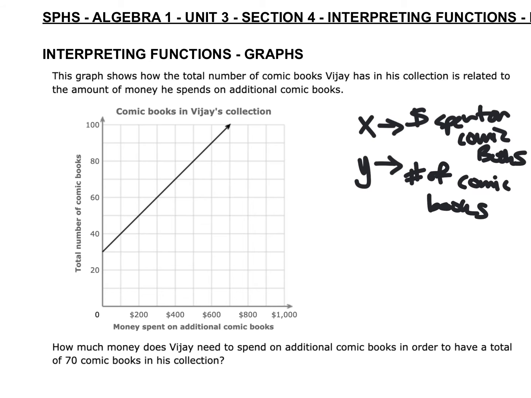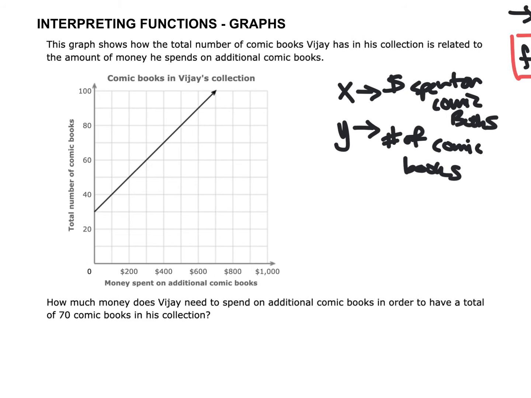And so the question that you're being asked is, how much money does VJ need to spend on additional comic books in order to have a total of 70 comic books in his collection? So really what it's saying is how much money, okay, then you have to come over here and look at your x-axis because that represents money, all right, to have a total of 70 comic books.